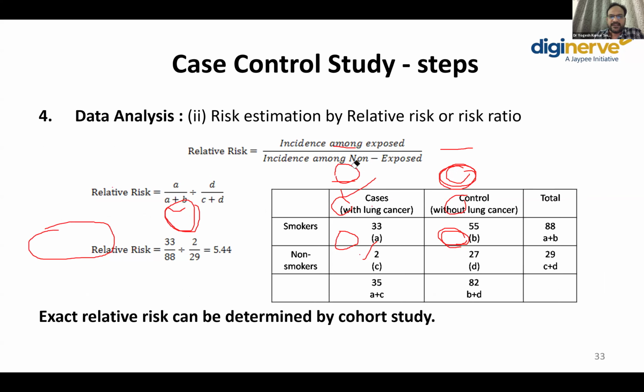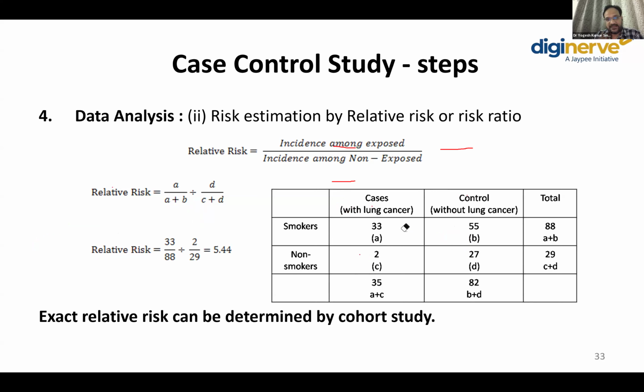So we will calculate the relative risk. How is relative risk calculated in a cohort study? Exact relative risk is calculated in the cohort study. But if we try to calculate the relative risk here, how will we do it? Relative risk, we can calculate from the incidence among the exposed and the incidence among the non-exposed. So here, incidence among the exposed is 33 by 88, and in the non-exposed 2 by 29.